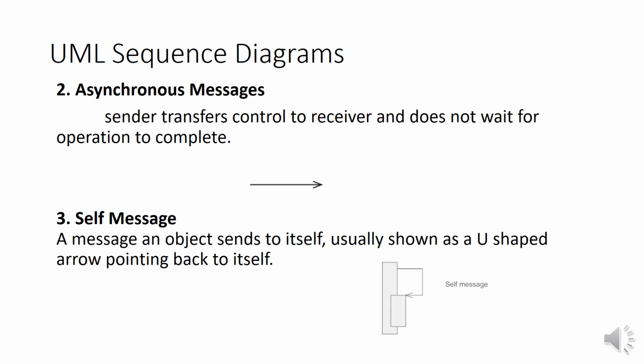The second type of message is asynchronous message, in which the object doesn't wait for a reply from the receiver and continues its next work. This kind of message is represented by a solid line with a stick style arrowhead, not the filled arrowhead. The third kind of message is self message, in which an object sends a message to itself. It is represented with a U-shaped arrow pointing back to the activation bar of the same object.